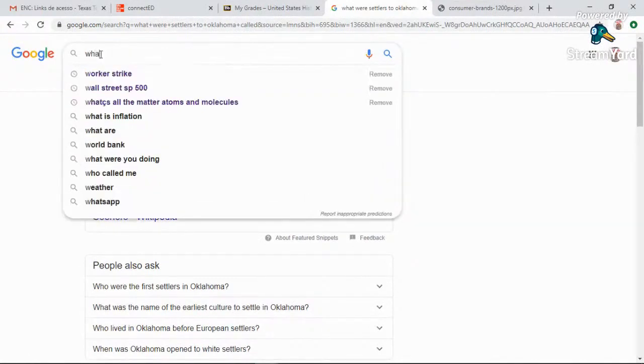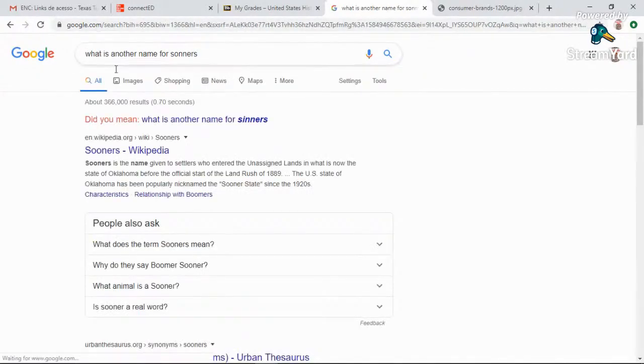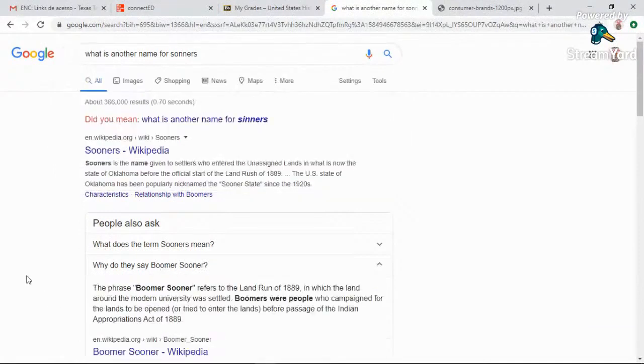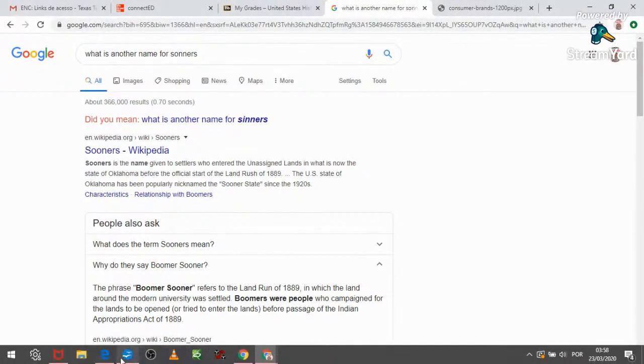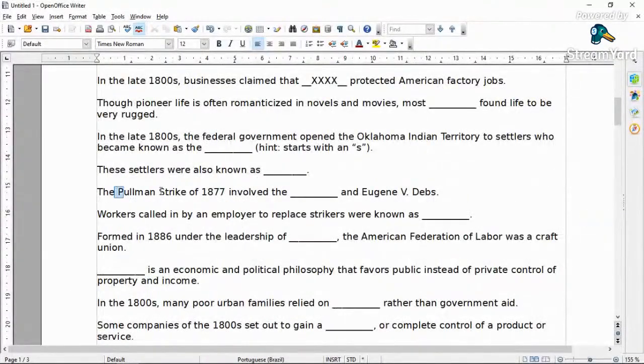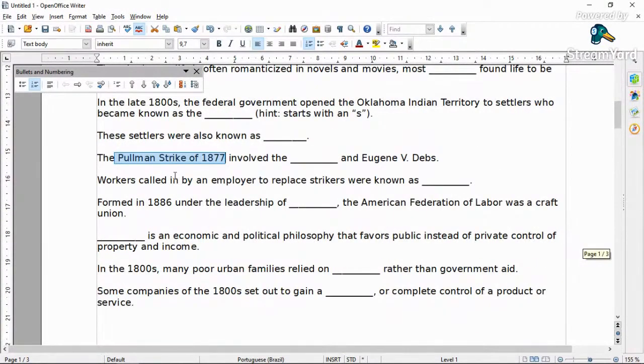And then the second question, what is another name for Sooners? Well, it's Boomer, okay? So you get one free answer right there. But I'm not going to give the answer to all of them. So guys, you need to be able to look up some of these based on the keywords. Workers called in by an employer to replace strikers. Find out what that is, okay?